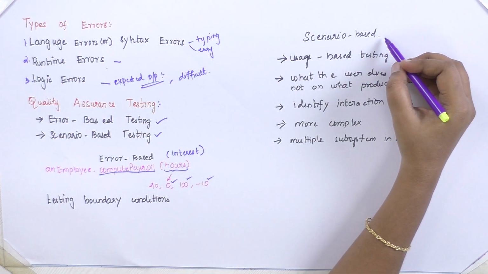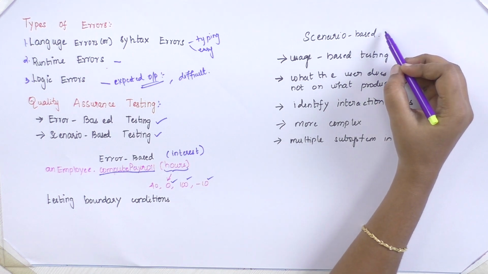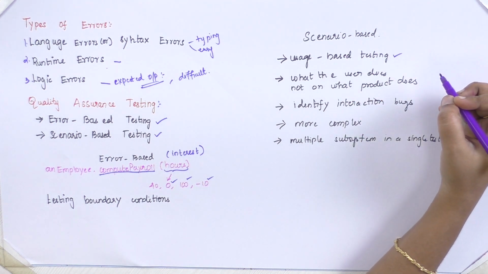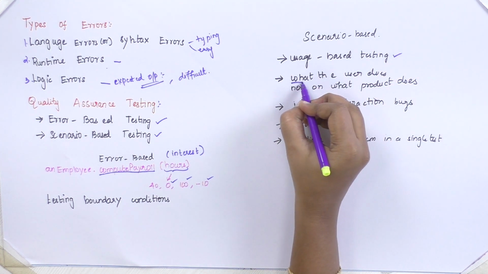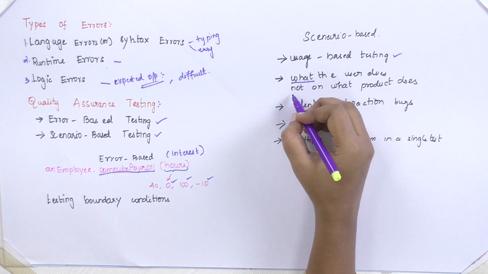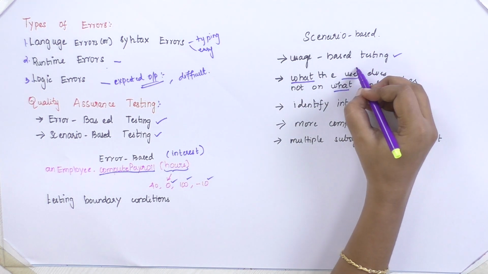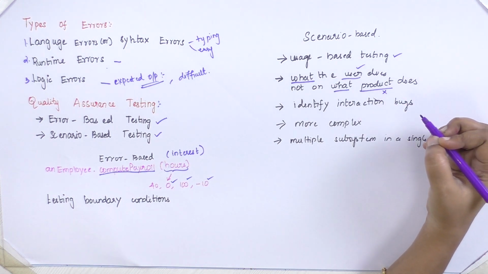Next is scenario-based testing. Quality assurance testing can also be done with the help of scenario-based testing, which is also called usage-based testing. Here you concentrate on what the user does, not on what the product does. You will not be concentrating on what the product is going to do.